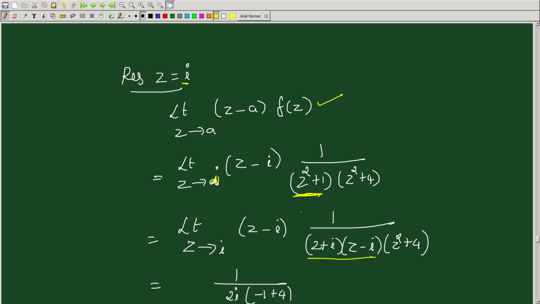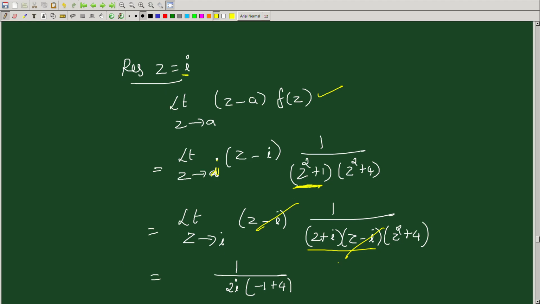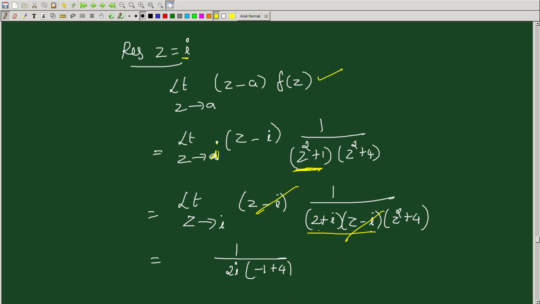It is compulsory for finding the residue that you cancel the common term in the numerator and denominator. So that's what doing factorization, z plus i, z minus i. So z minus i gets cancelled, and substitute the limit, z tends to i. Wherever there is z, you have to substitute i.